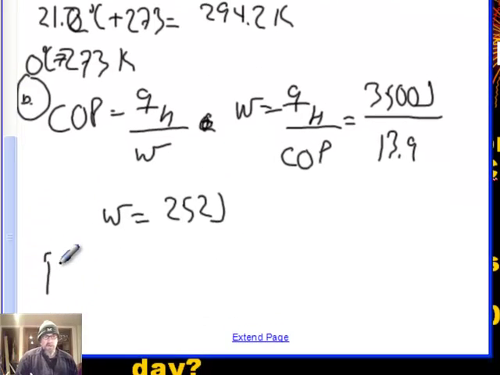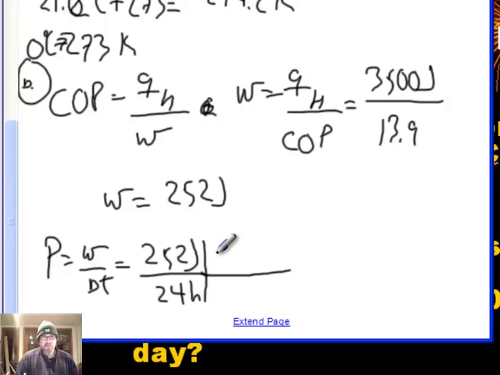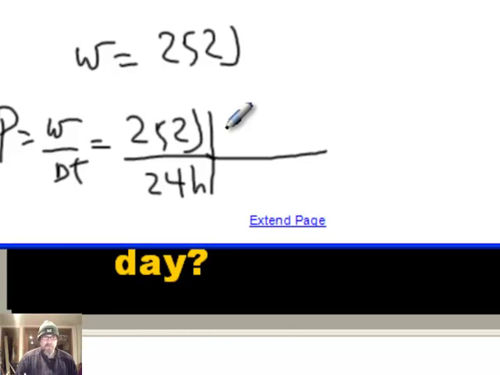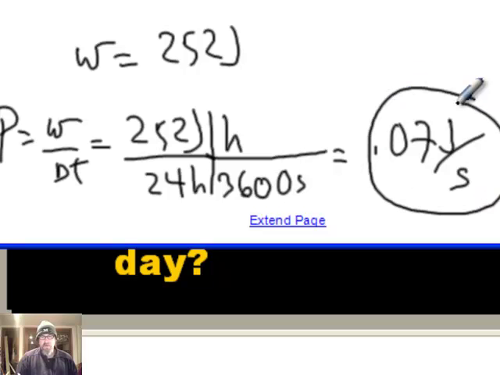So we want power. Power is work over time, so it's 252 joules over 24 hours. But we want watts, so we'll convert to seconds here. 1 hour is 3,600 seconds. And when you do this calculation, you come up with 0.07 joules per second, or 0.07 watts.